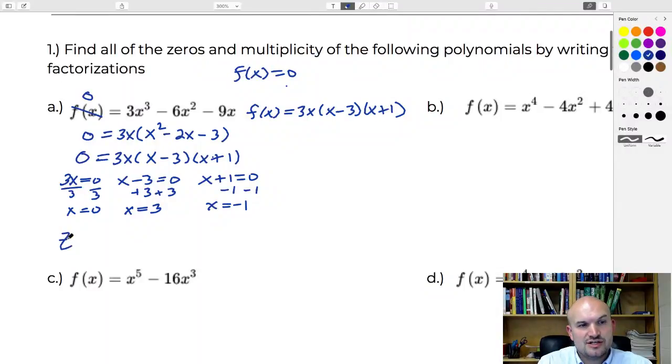So these are considered our zeros, and I'm going to write this in set notation. So I'll do negative 1, 0, and 3.